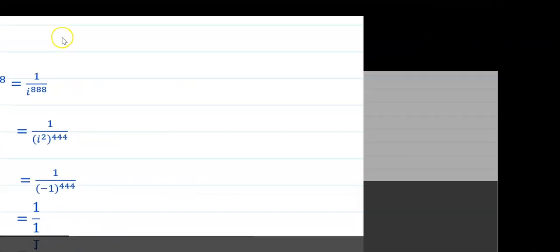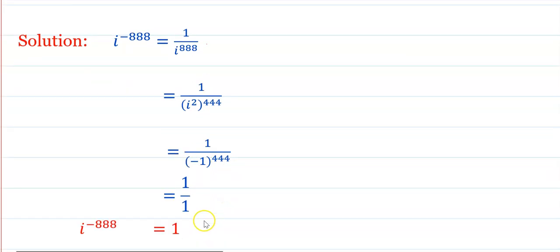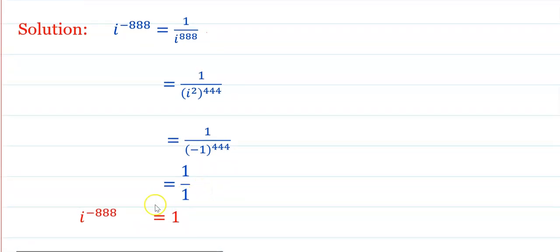Now next, I raised to minus 888 can be written with positive sign as 1 upon I raised to 888. Again 1 upon I square and bracket raised to 444. I square is minus 1. Minus 1 raised to 444, and minus 1 raised to this even number is overall plus. Therefore, I raised to minus 888 is equal to 1.